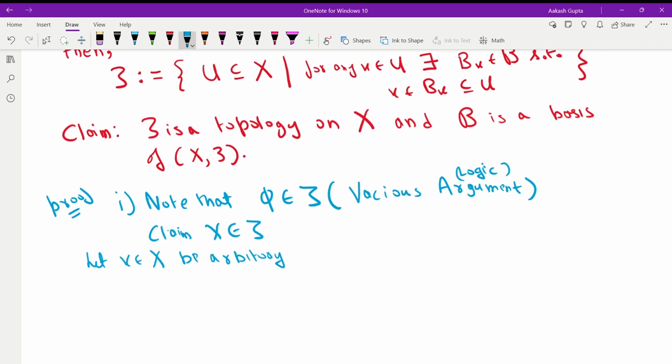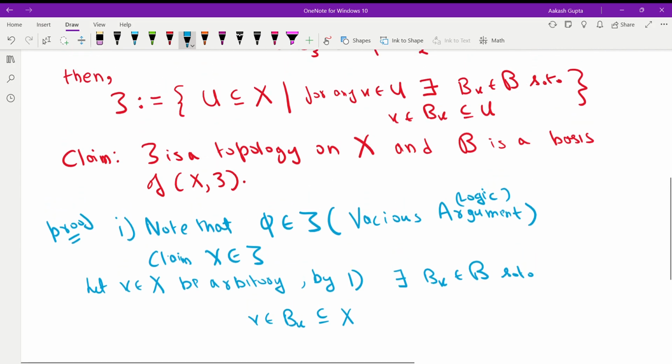What does it mean, guys? By the first property, there exists B suffix x in script B such that what will happen? You can stop the video and prove it on your own. If you want to do it, it's a very good thing. Such that x belongs to B suffix x, which is contained inside X. That is the first property.